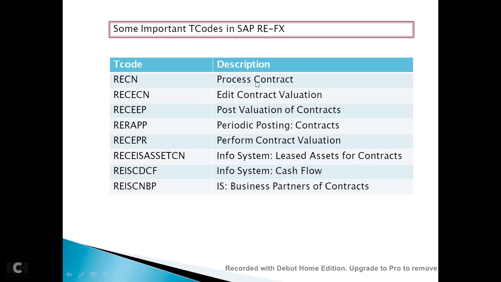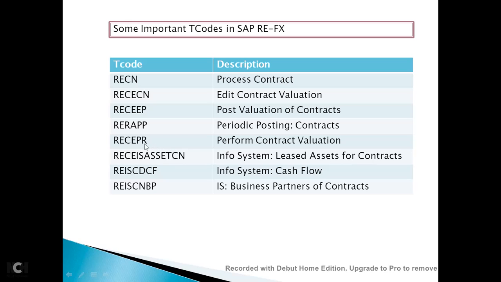RECN, this is the main transaction where you create a contract and then you enter the relevant information. RECN SAP has created specifically for valuation of the contract under IFRS 16. So you can create a separate authorization for a contract and give them this transaction. They don't need to go to this transaction. Then these are the other transactions, RECEP, where you do the valuation posting, and RERAAPP you do the periodic posting run, like you have to do the vendor transaction posting.